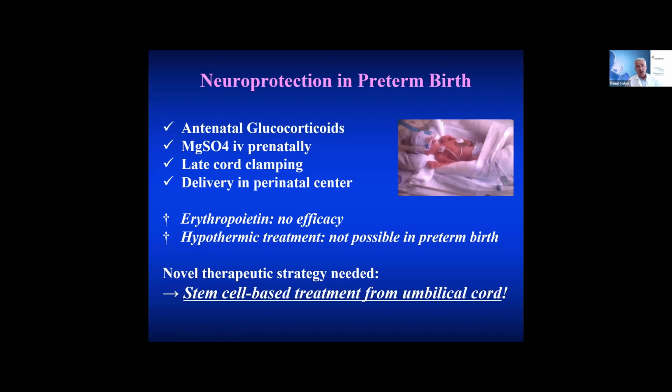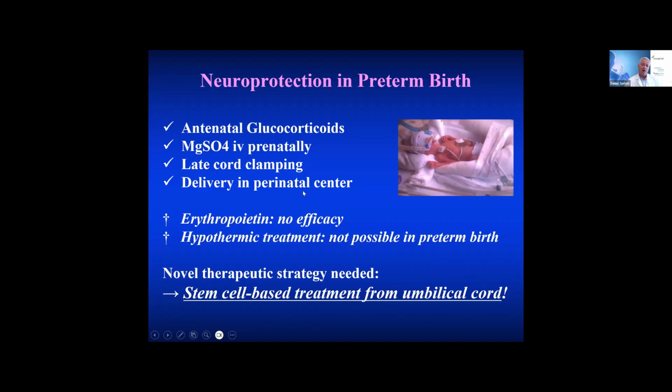So what do we currently have in clinics as treatment strategy for neuroprotection in early preterm birth? You can see here what is effective is antenatal glucocorticoids administered to the pregnant women before preterm birth. Similarly, also intravenous magnesium sulfate prenatally. Then late cord clamping is a very good method also to improve the outcome, the brain outcome of the baby. And of course, also delivery in a perinatal center.